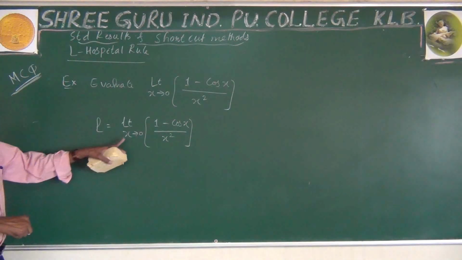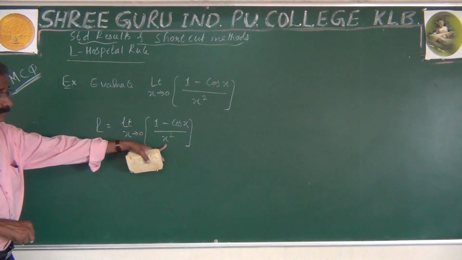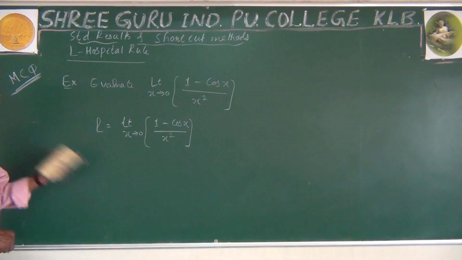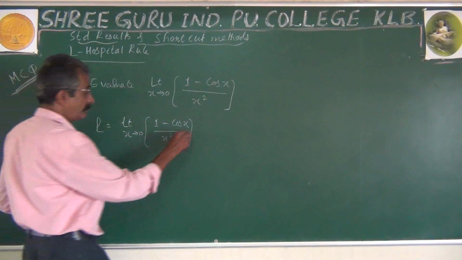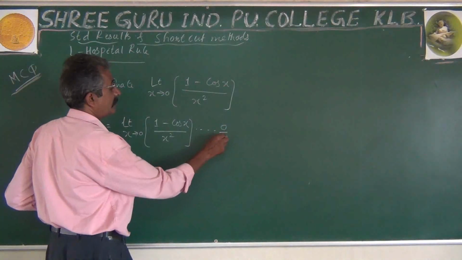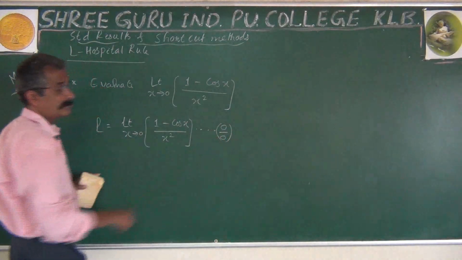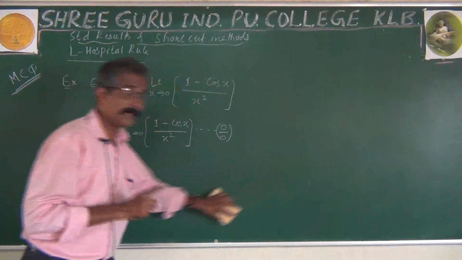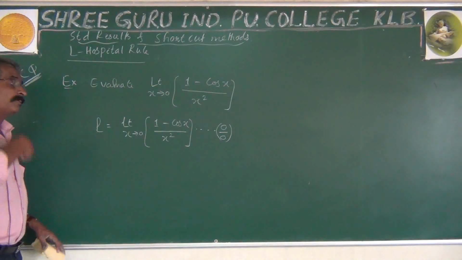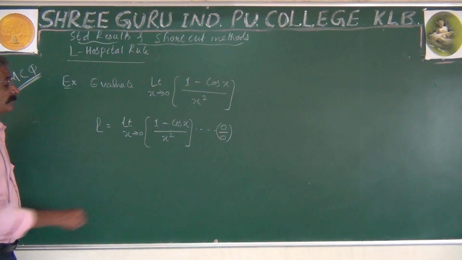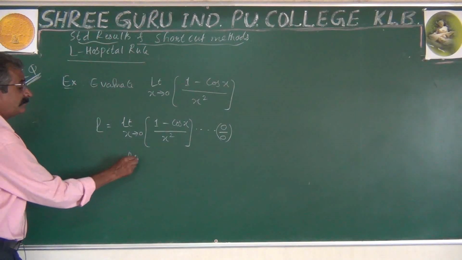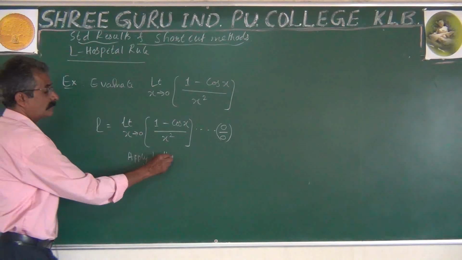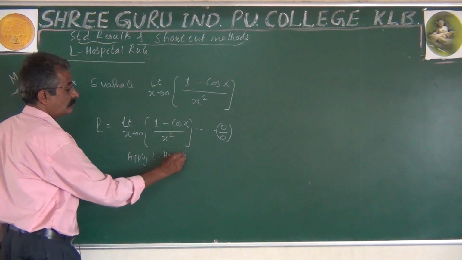Orally verify. What is x? 0. 0 square? 0. What is x? 0. Cos 0? 1. 1 minus 1? 0. Now it is under the control of 0 by 0 form. But it is an indeterminate form, means unpredictable form. You have to get into a valid form. For that we apply L'Hospital rule.